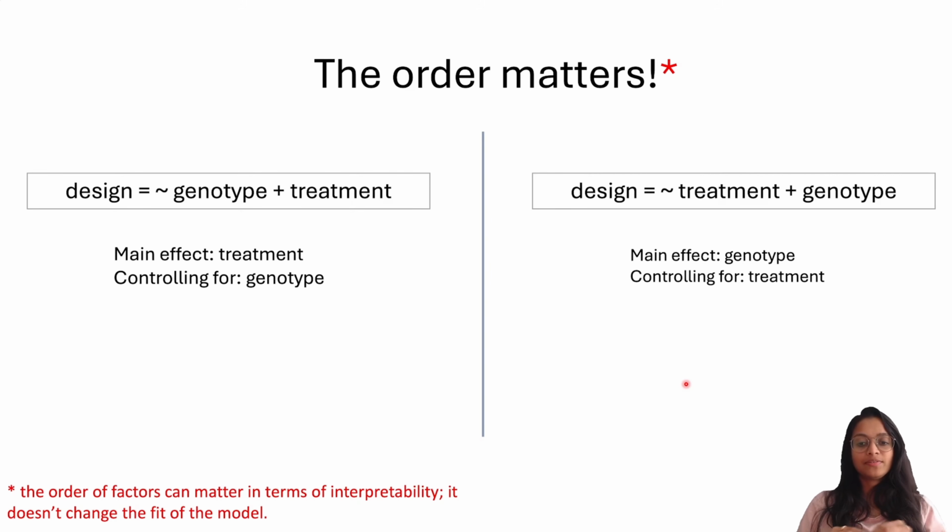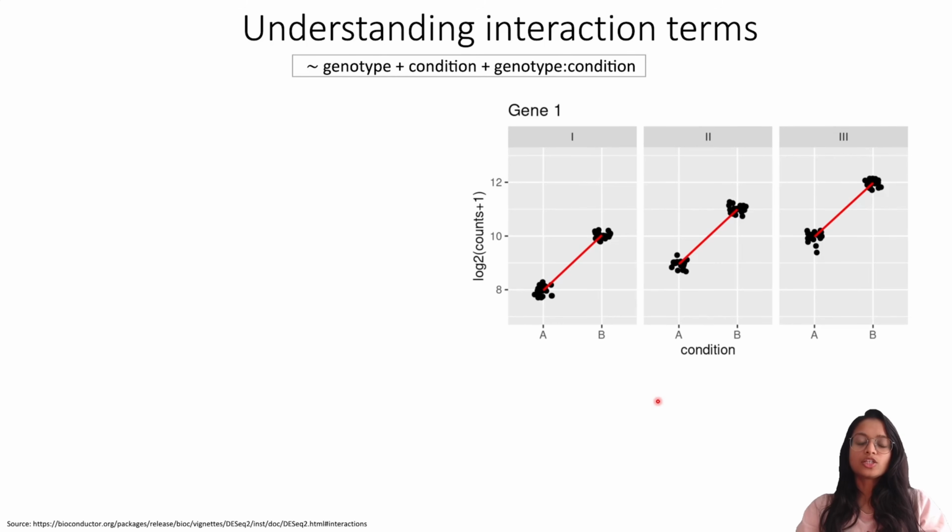Both these models will give you overall the same statistical conclusions, but the order in which you interpret the effect will differ based on the formula that is used. So this distinction is important for correctly conveying your biological hypothesis and understanding the relationship between the factors. So before adding more complexity, let us understand what interaction terms are.